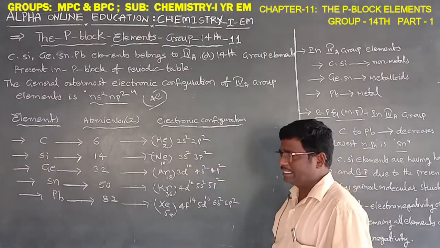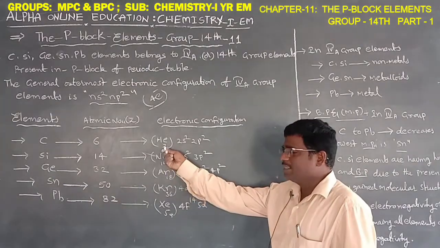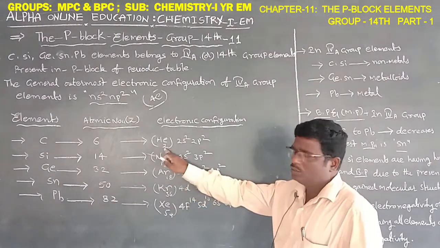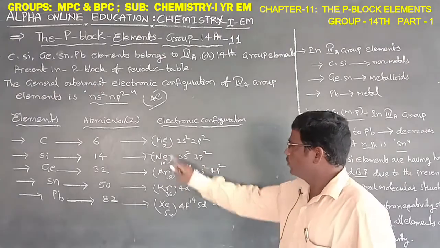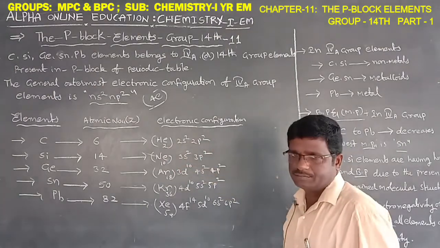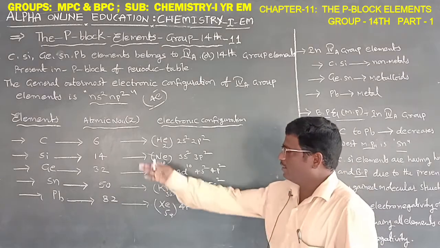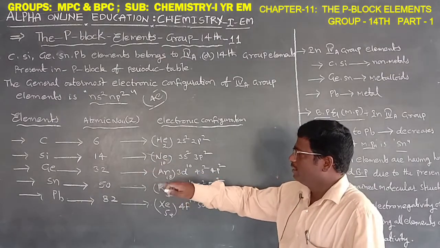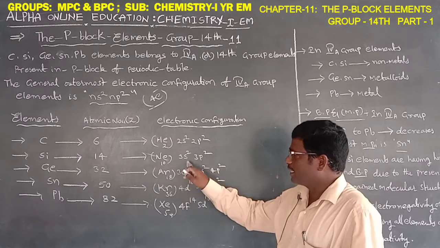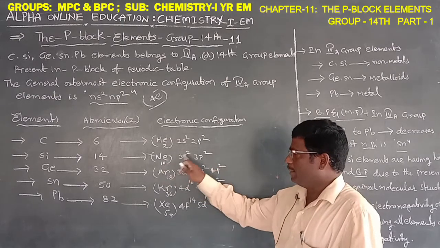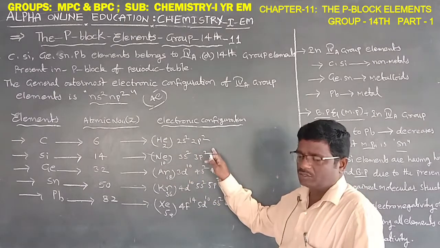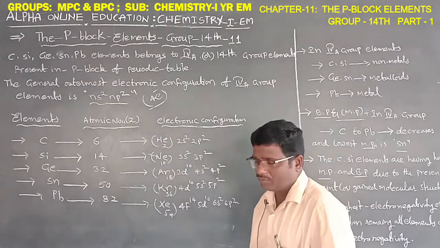Carbon atomic number 6, electron configuration: helium atomic number 2, 2s2, 2p2. 2 plus 2, 4, 4 plus 2, 6. That is the carbon electron configuration. Next, silicon atomic number 14: neon atomic number 10, 3s2, 3p2. 10 plus 2, 12, 12 plus 2, 14. That is the silicon atomic number 14.